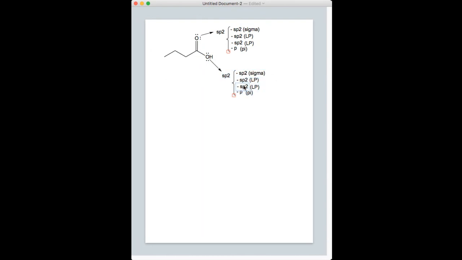Therefore, it has 3 sp2 orbitals and 1 p orbital. How many sigma bonds in this oxygen here, guys? There are 2 sigma bonds. So the first sp2 hybrid orbital will be used for a sigma bond, and the second one as well. So the third sp2 will have a lone pair, and the p orbital will also have a lone pair. Okay, everybody agrees on that.